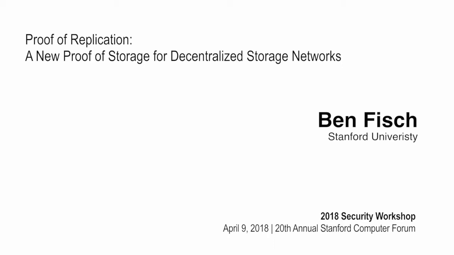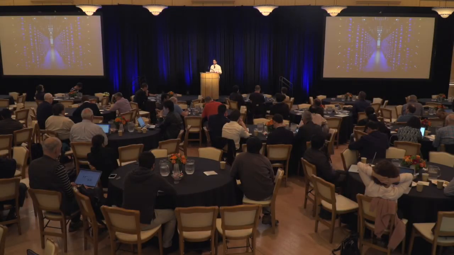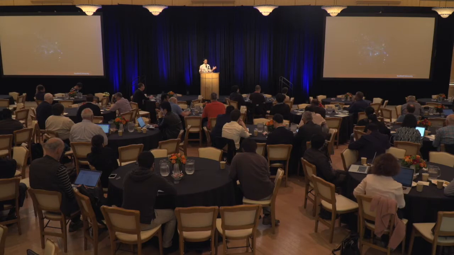So this talk is on proof of replication and its application to decentralized file storage networks. Decentralized file storage is about taking the massive amount of data currently stored in centralized data centers and spreading it over the global decentralized network of interconnected devices.